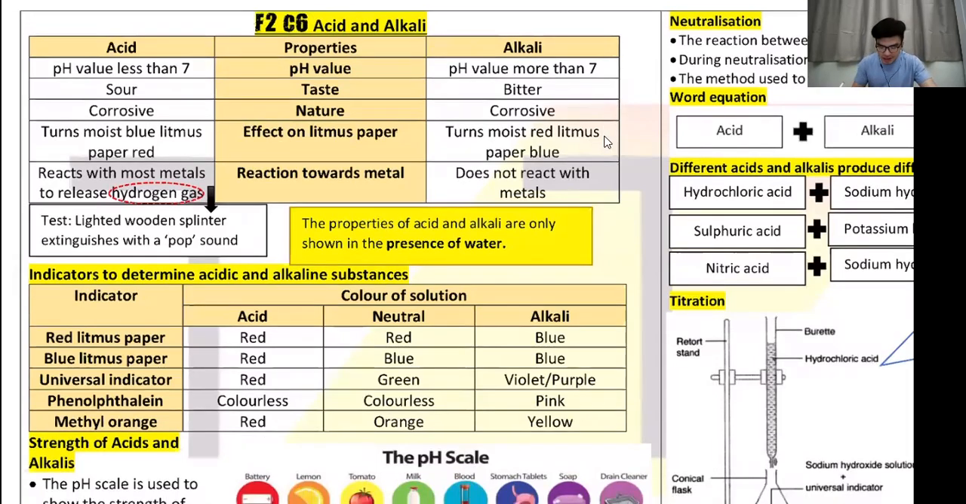So again, litmus paper, acid will turn blue-red, and then alkaline will turn red-blue. So make sure you use the correct litmus paper. And then reaction towards metal. Wow, it seems like yesterday I taught this chapter. Just remember, metal is alkaline. All metals are bitter. Any sour metal? No, there's no sour metal.